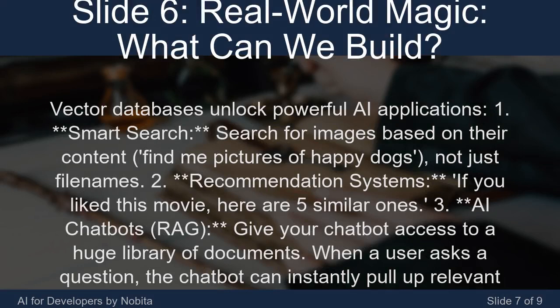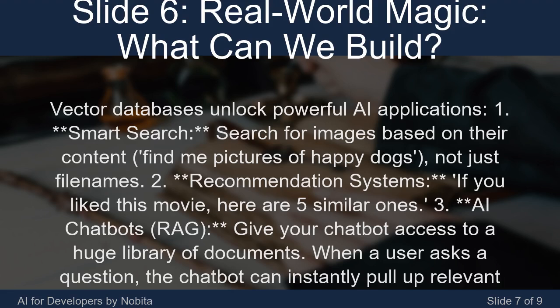Vector databases unlock powerful AI applications. 1. Smart search. Search for images based on their content. Find me pictures of happy dogs, not just file names. 2. Recommendation systems. If you like this movie, here are 5 similar ones.